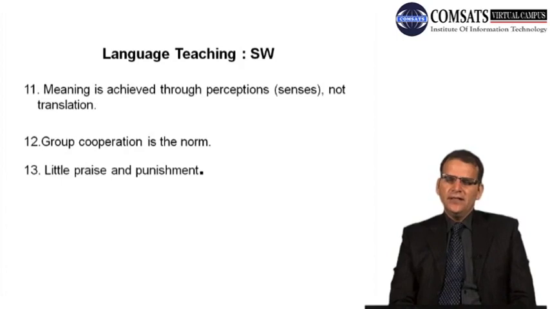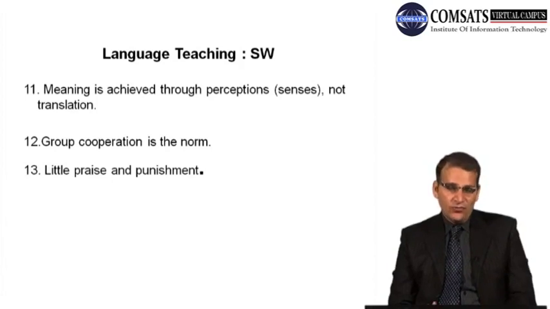Another principle is how we achieve meanings. Through perceptions, senses, not translation. You sense things, right? So you perceive things and then you get the meaning. So how is meaning achieved? Through perceptions, senses, not translation. Through translation, meaning is not achieved.